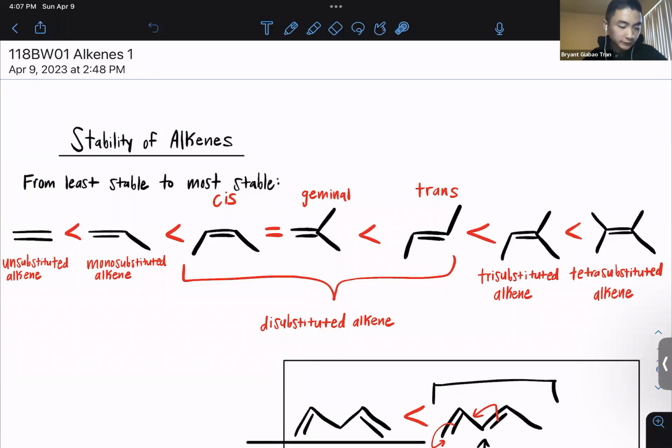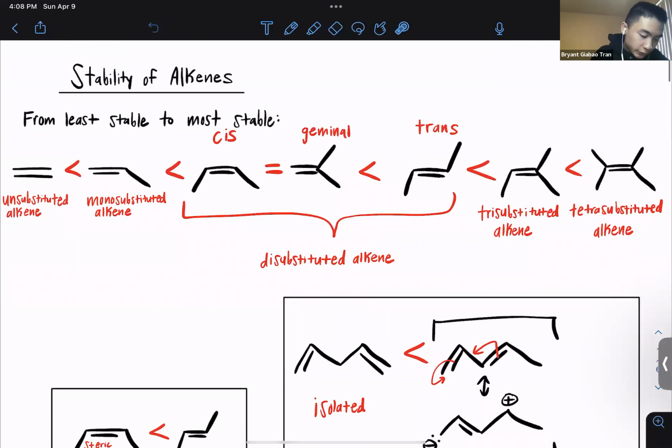Hey everyone, in this video, I'm going to go over the ATC worksheet 1 for Chemotecine B. So in this video, I'm going to go over the content of the worksheet and then I'm going to walk through the practice problems. So first, we're going to go over the stability of alkenes, where we are going to rank the least stable to the most stable alkenes.